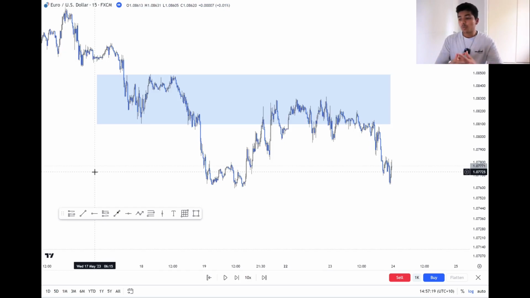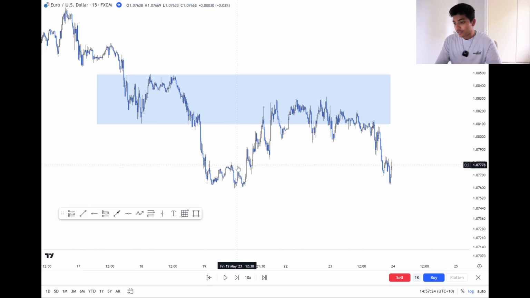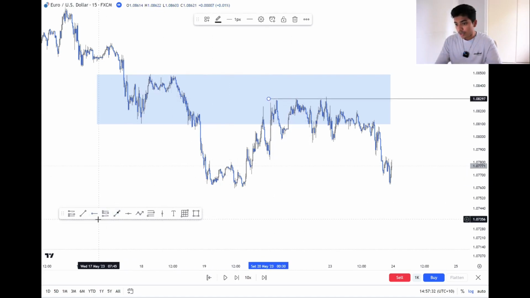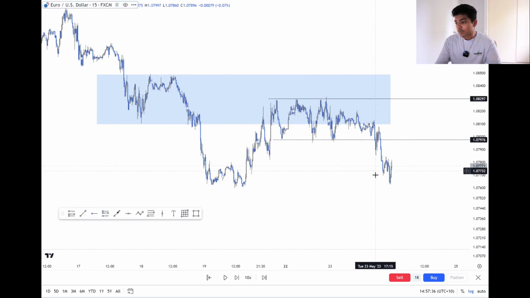On the lower time frame, we can see this. Right now I'm on the 15-minute time frame. Price comes into the zone, creating higher highs and higher lows. And once it reaches there, it starts to range. It starts to range between this high right here and these lows right here. And then eventually price breaks and then it continues towards the downside.